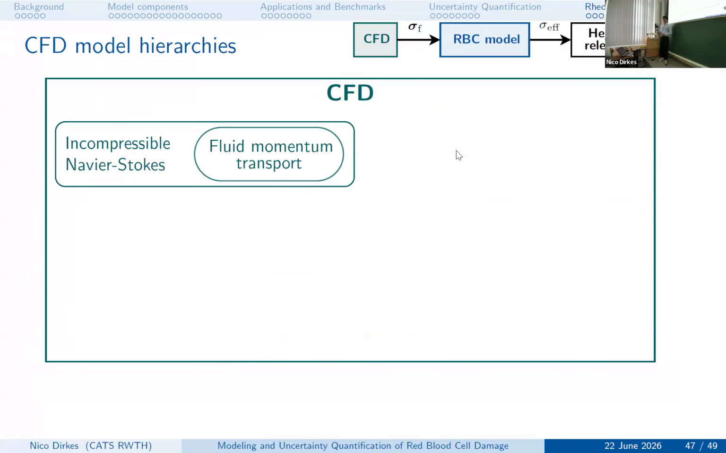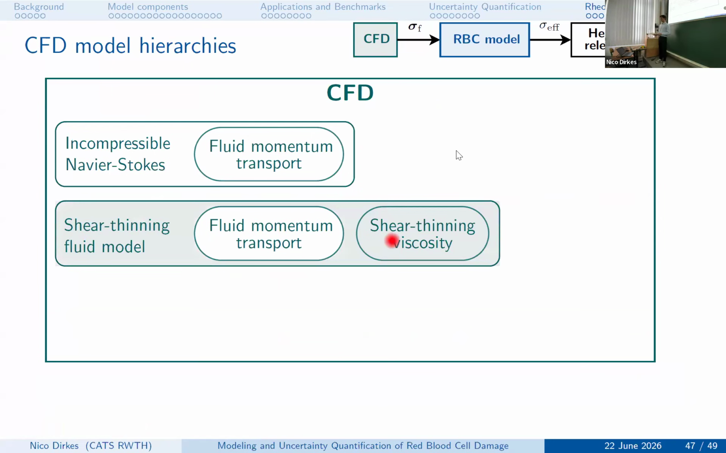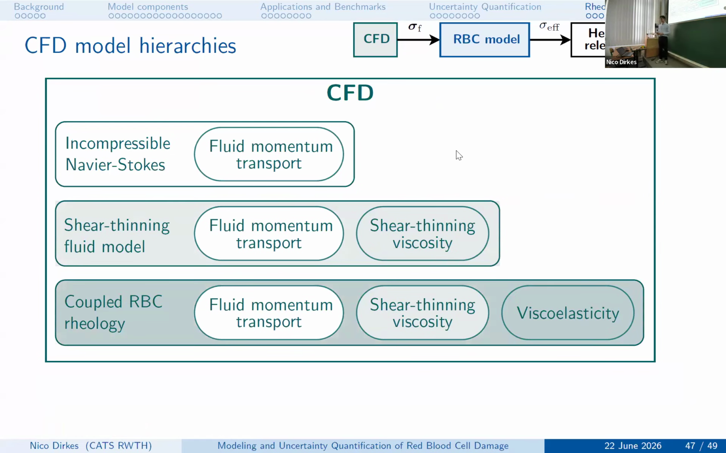So this is the final model hierarchy then for CFD models. We have these incompressible Navier-Stokes equations, which only do fluid momentum transport and also mass conservation. Then there's the shear thinning model, which takes into account the shear thinning nature of blood through this viscosity. And then the more complex viscoelastic model, which also can have shear thinning coefficients, and in addition to this can also account for viscoelasticity in the fluid. And so basically it takes into account the microscopic elastic response or viscoelastic response of the red blood cells.